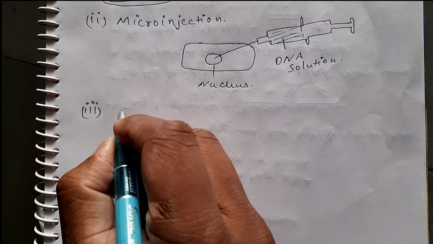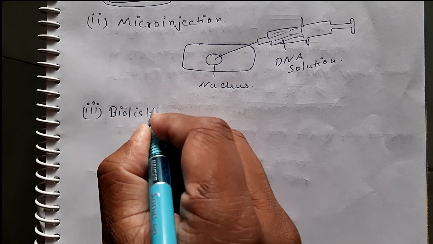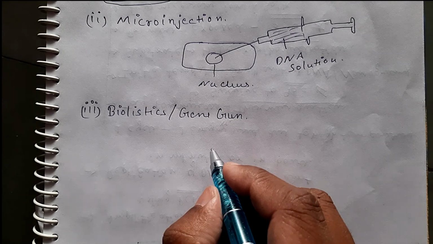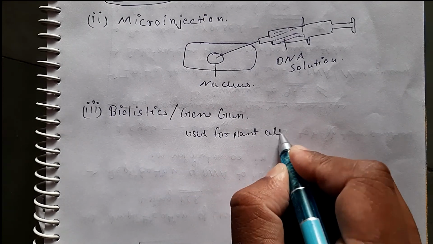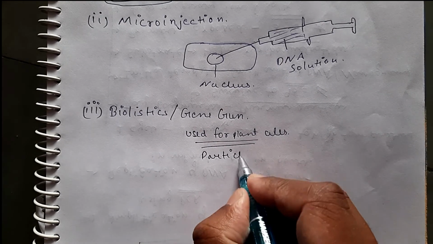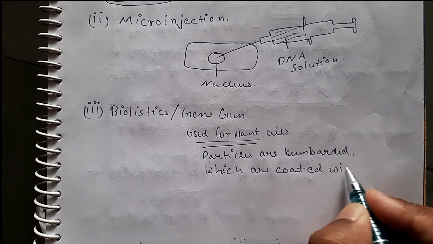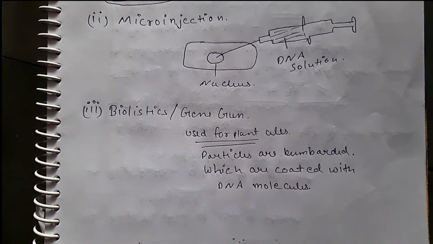And the third is the biolistic or gene gun, which is used for plant cells, in which heavy particles coated with the DNA molecules are bombarded on the cells. Now in this video we have already discussed the 3 steps of RDT, that means recombinant DNA technology.